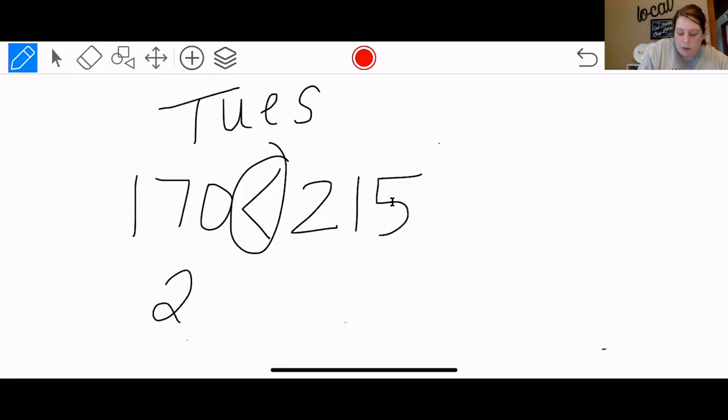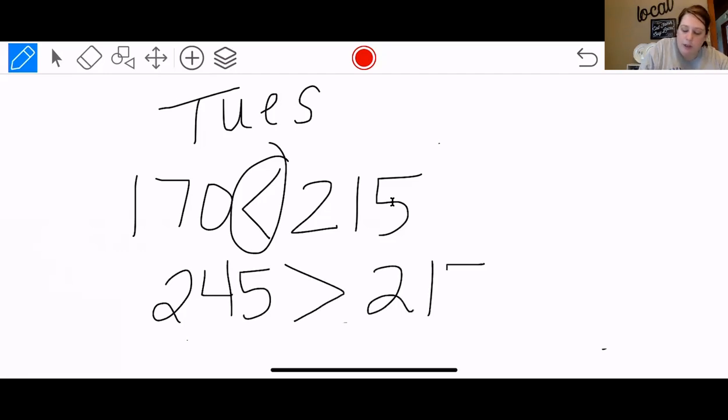And then we have 245 is greater than 215. So then we have our alligator. Again, here's these little teeth. He's going to chomp the biggest number. He's going to eat that 245. 245 is bigger than 215, so we use our greater than symbol.